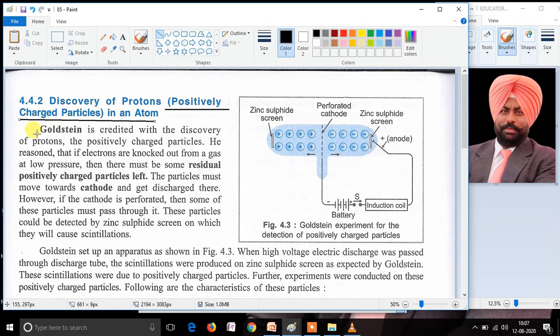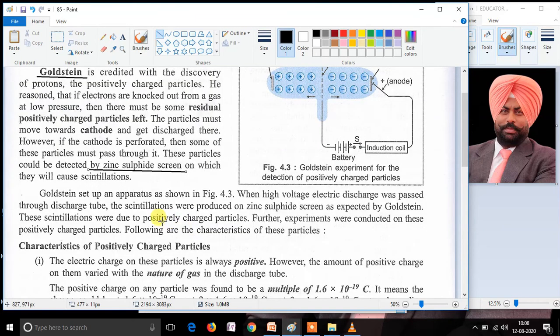Hence, Goldstein performed the same experiment which was conducted by William Crookes in the cathode ray experiment, but a little difference was made in the experiment by placing the zinc sulfide screen beyond the cathode, and it was observed that scintillations were also produced in zinc sulfide, which means that some positively charged particles are being produced.